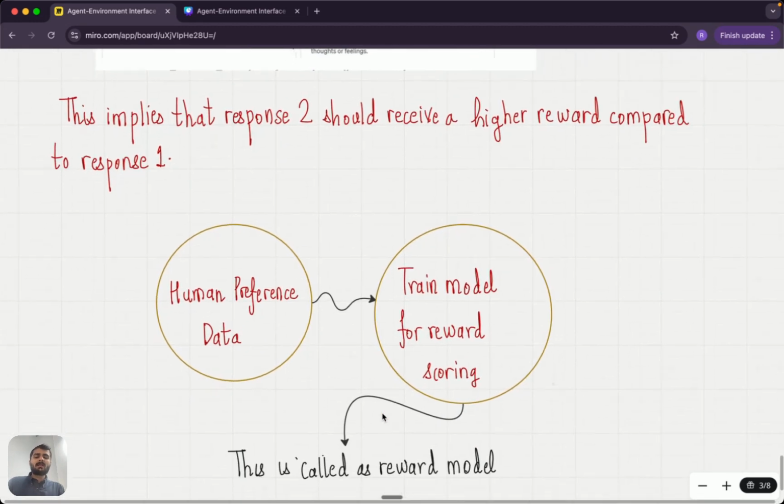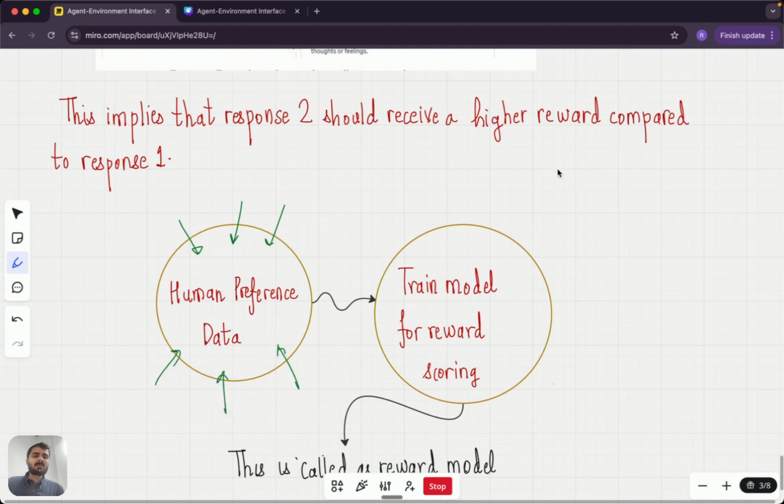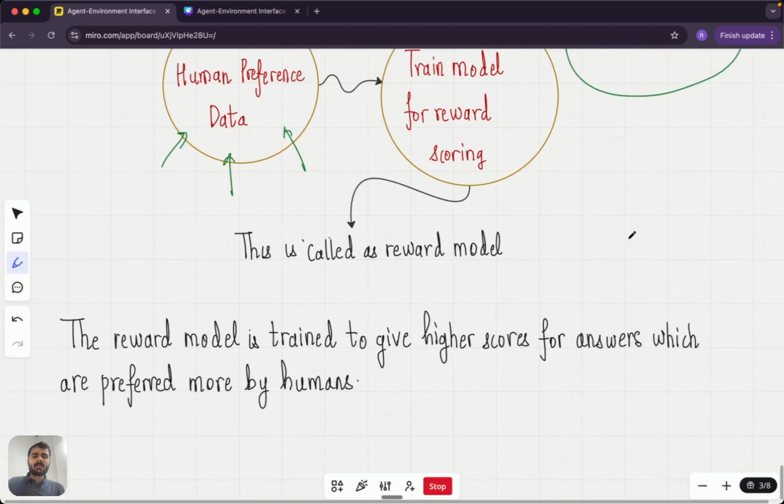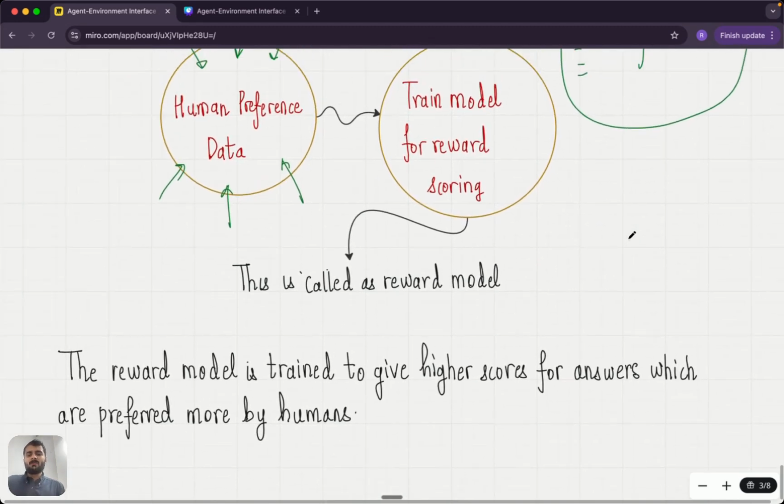So how is this training done? The training is done by collecting a lot of human preference data and then training a model. So the model receives this input, output for all of these human preference data, and then there is a training applied. So this is like a supervised learning problem, which is typical in predictive machine learning, where you have a lot of label data given and you have to fit a model which gives the output for a specific input. The reward model is trained to give higher scores for answers which are preferred more by humans.